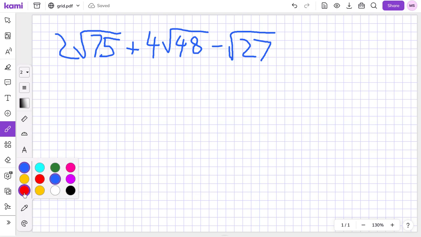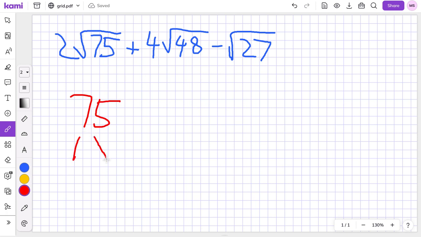So, let's look at this one. Root 75. Well, this all comes down to prime factorization. The way that you simplify radicals is prime factorization. Let's look at 75 real quick. 75 is what times what? Any factors that you know? How about 5? No, even better. Well, I could do 5 and 15, but how about 3 and 25? And then this will be 5 and 5. So what that means is that 75 equals 3 times 5 times 5.